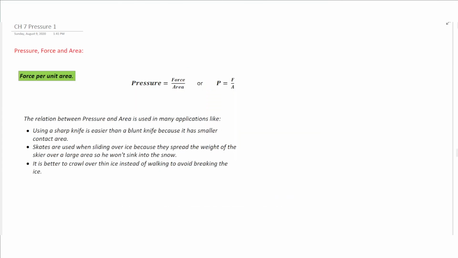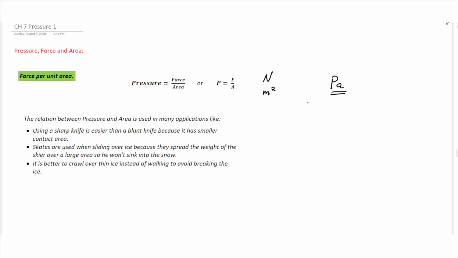The next chapter is about pressure. The definition of pressure is force per unit area, and the equation of pressure is force divided by area. The force is always in newtons, and the area must be in meters squared. So a unit for pressure could be newtons per meter squared, but we use the unit Pascal. That's when the force is in newtons and the area is in meters squared.